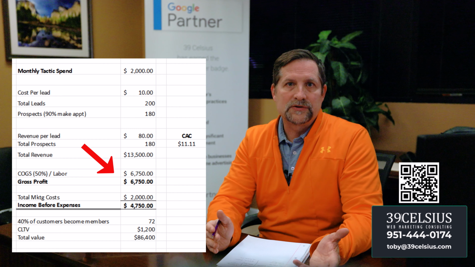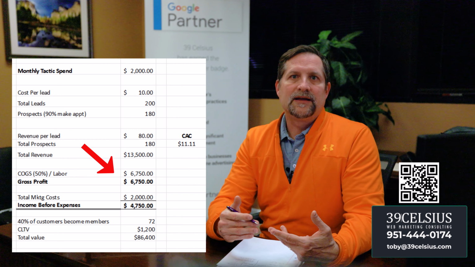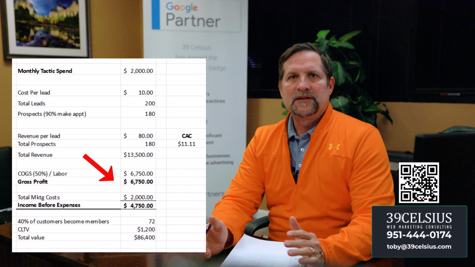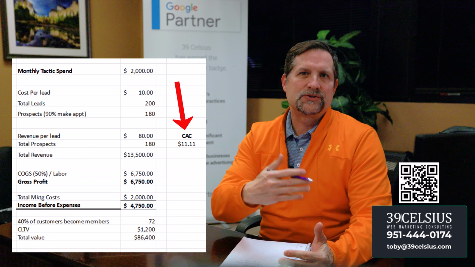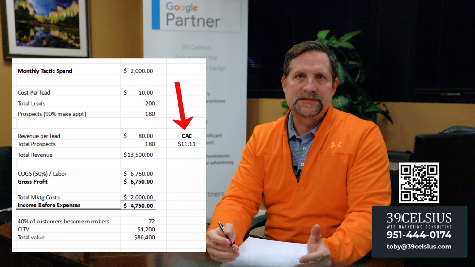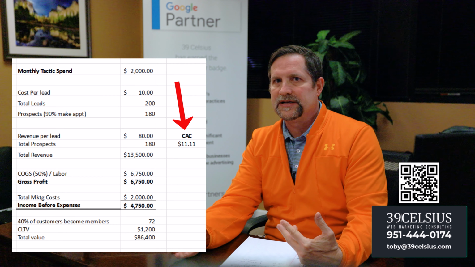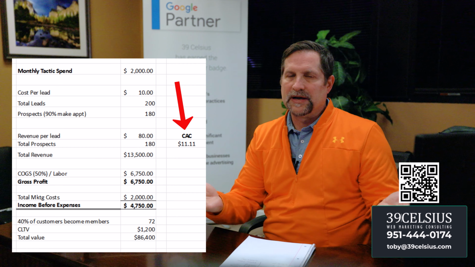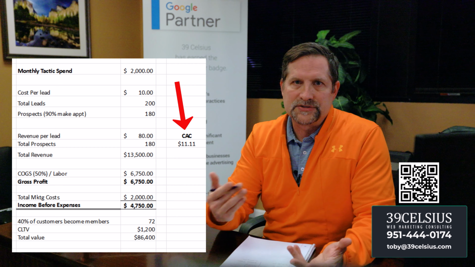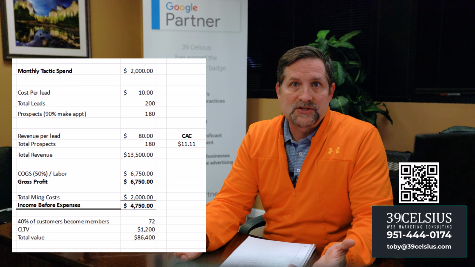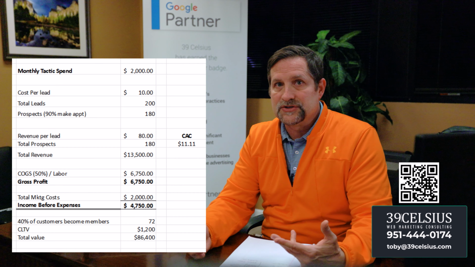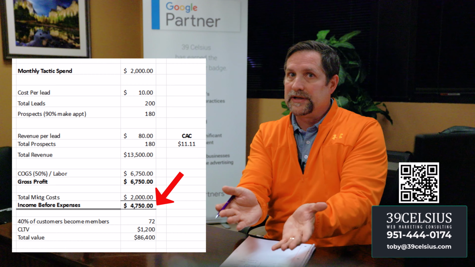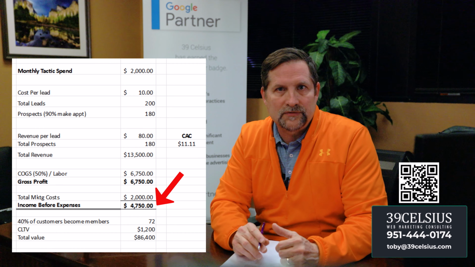Now, labor to fulfill those sales is 50%, and thus we end up with gross profit just below $7,000. Now let's incorporate our CAC, or cost to acquire a customer. In this case, the total spend of $2,000 divided by 180 total customers. So our cost to acquire customers is $2,000 divided by 180, which is $11. And our income or cash before expenses like rent, utilities, insurance is $47.50. Not bad. We paid for our marketing, we paid our employees, and we have cash left over to pay our other expenses.